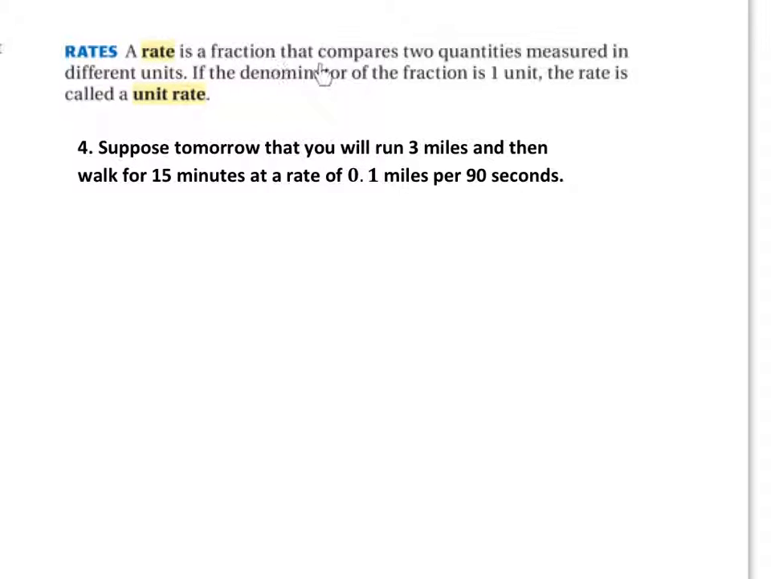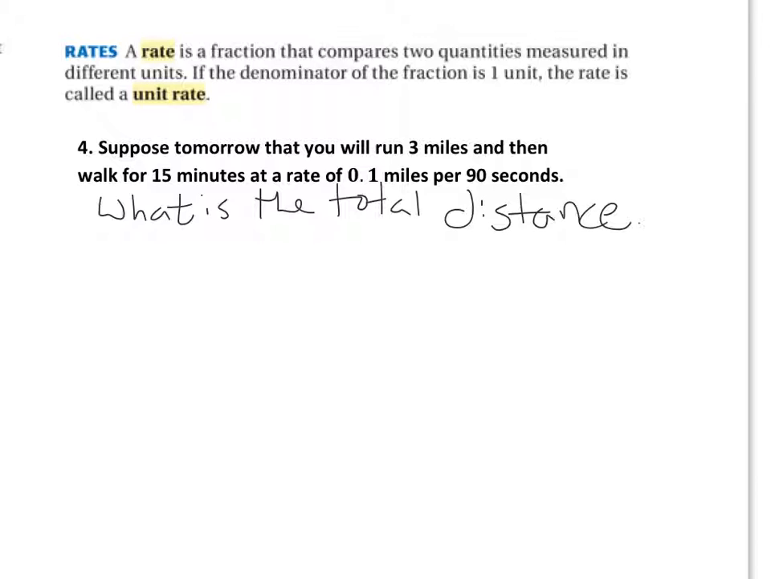A rate is a fraction that compares 2 quantities measured in different units. If the denominator of the fraction is 1 unit, the rate is called the unit rate. Okay, these are things we need to know. It says, suppose tomorrow that you will run 3 miles and then walk for 15 minutes at a rate of 0.1 miles per 90 seconds. What is the total distance? Okay, that's what they want to know.